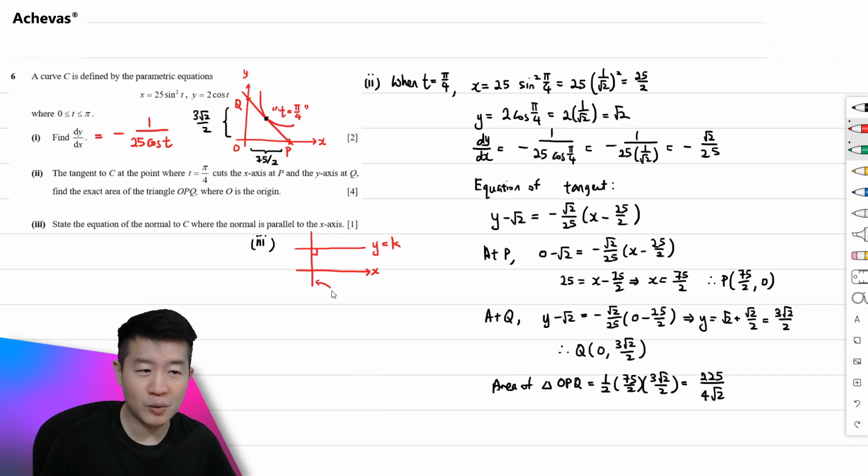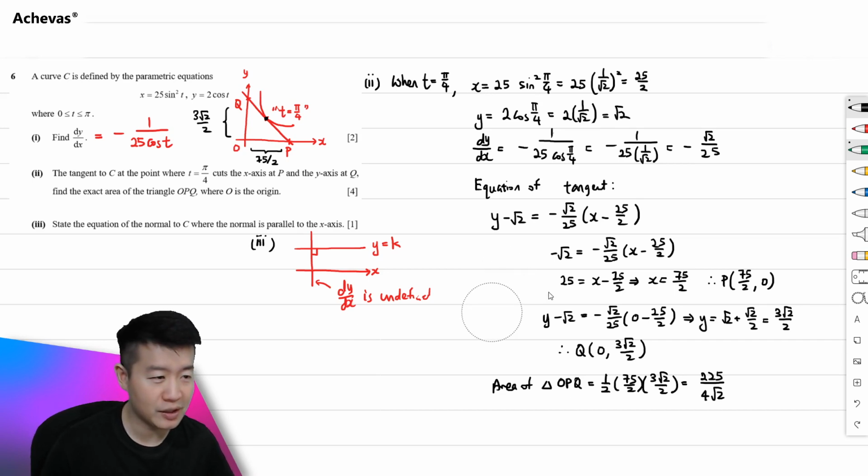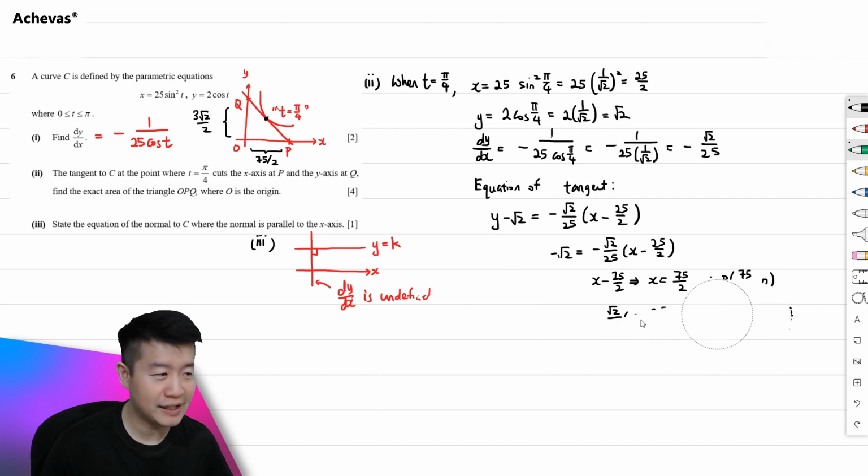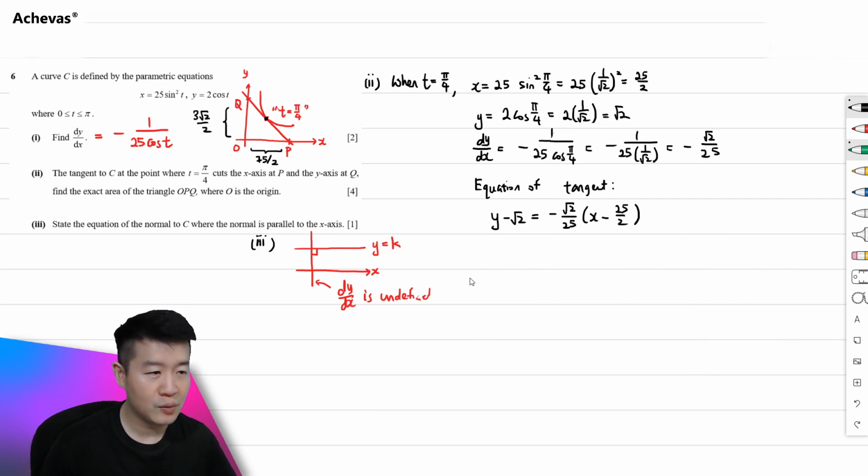And when the tangent is parallel to the y-axis, that means for the curve dy dx is undefined, correct? Dy dx is this expression here. So for dy dx to be undefined, that is when cosine t is equal to 0. So for part 3, let me erase this, okay? So for part 3, we are going to be letting cosine t be equal to 0. Cosine t equal to 0, t is going to be equal to pi over 2, or we now know that at this point here, cosine t is equal to 0.